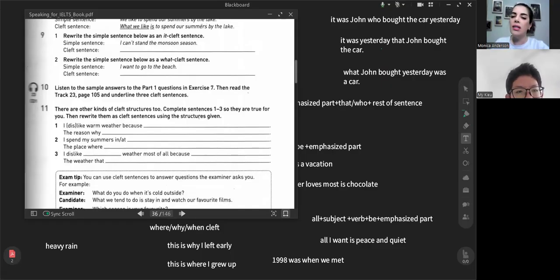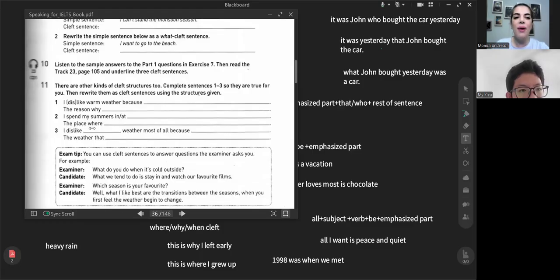Here, for example, I would go for "why". Of course, this is a structure we are learning, but if I wanted to restructure, I would definitely make a "why" cleft. I say, why I like warm weather is because it makes me happy. So it's okay, you can, but of course, this is another structure.